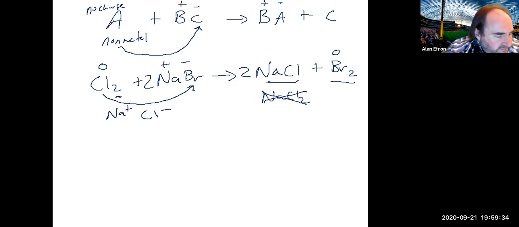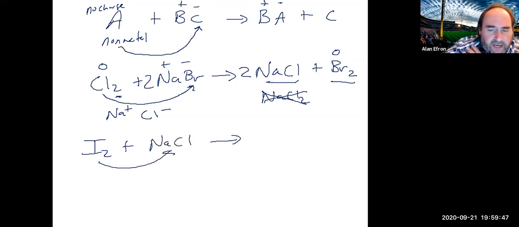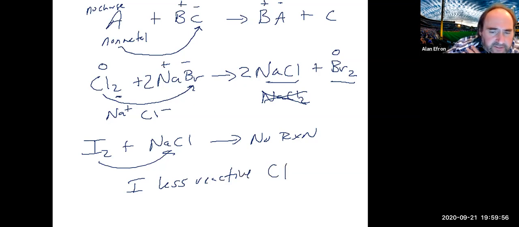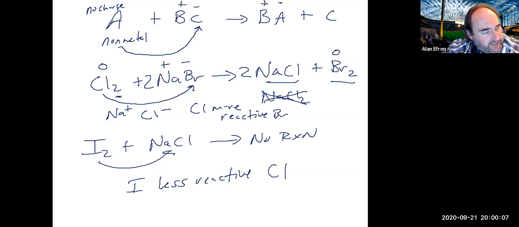Same idea here. In order for something to take place, it does need to be more reactive. So for example, if you had I2 plus sodium chloride, it would try to come in and you would get no reaction. What that would mean is I is less reactive than Cl, as opposed to here, where this reaction takes place, which means that Cl is more reactive than Br. So if you see a reaction occur and it's a single replacement reaction, that means whatever is coming in is definitely more reactive than what it's replacing.